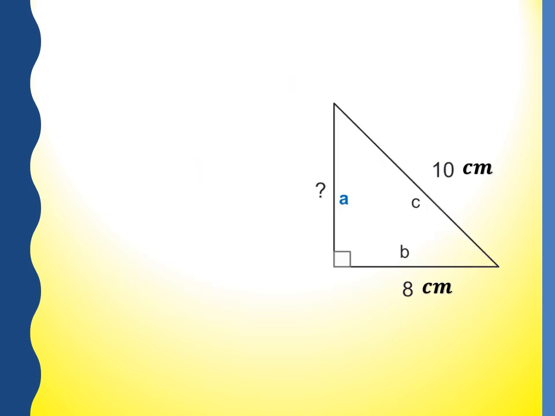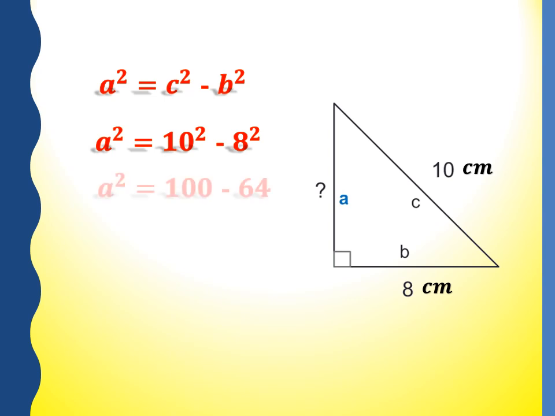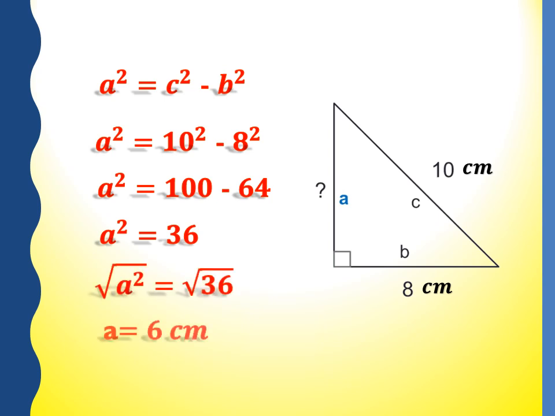What if I have the hypotenuse and one of the sides of the right angle and I need to calculate the other side? If A and B represent the sides of the right angle and C represents the hypotenuse, then A square equals C square minus B square. Then A square equals 10 square minus 8 square, which is 36. By applying the root to both sides, A equals 6 centimeters.